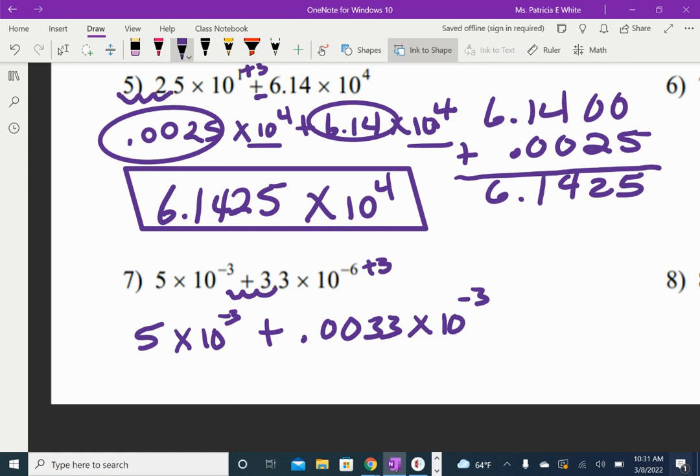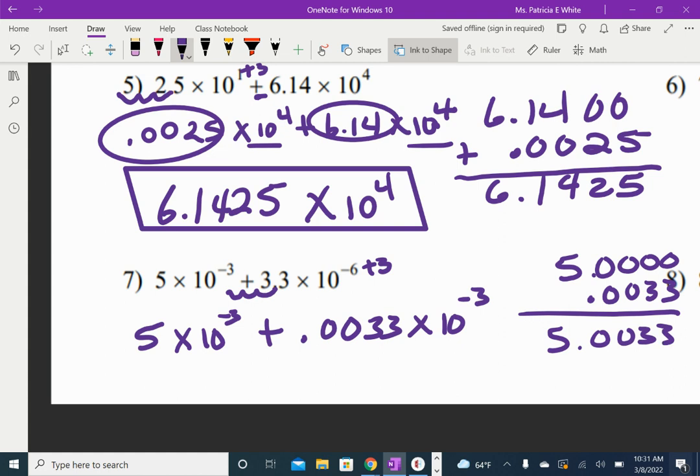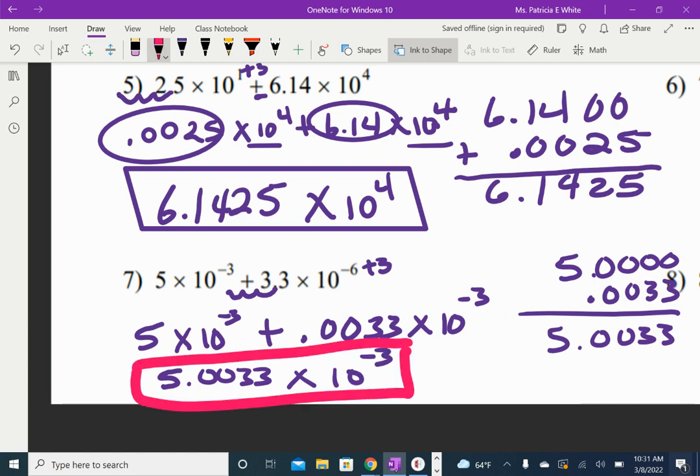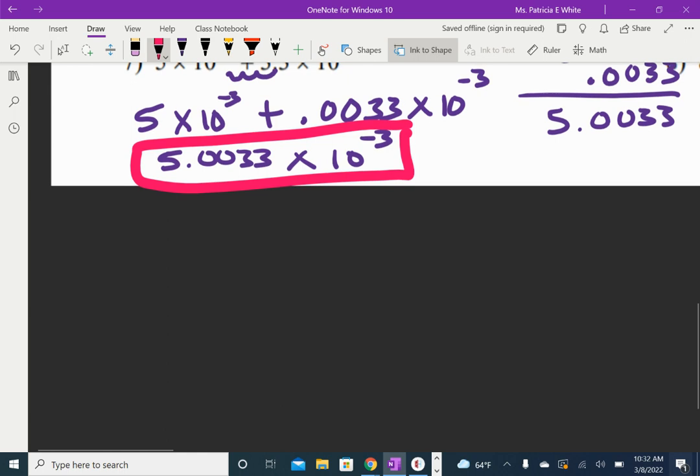When I add them, I get 5.0033 times 10 to the -3. Okay. All right. I'm going to do a subtraction one. Got to go back over here.